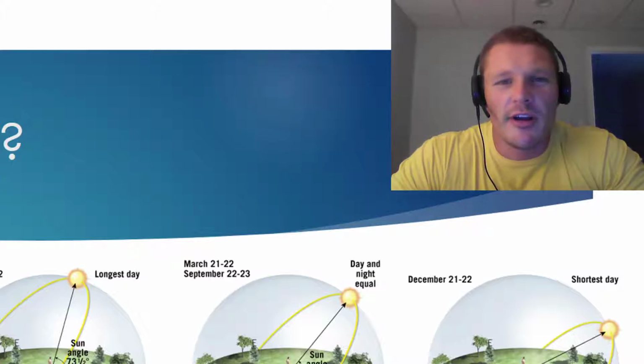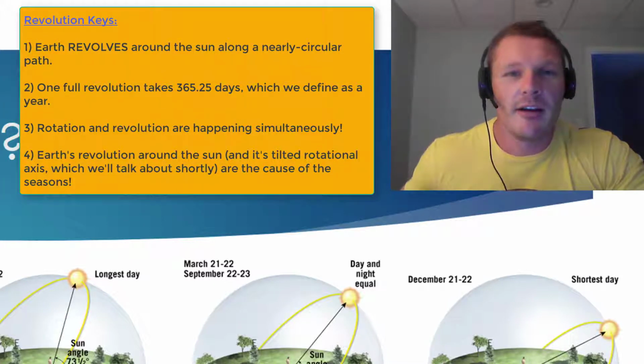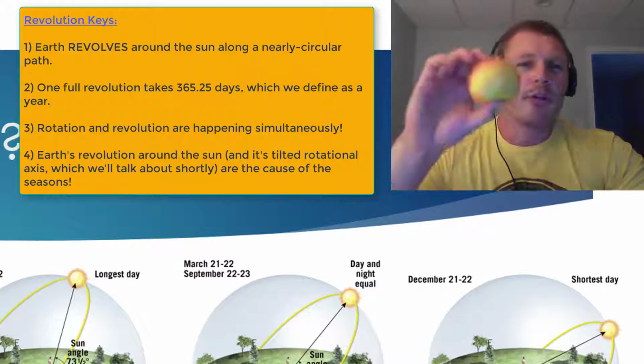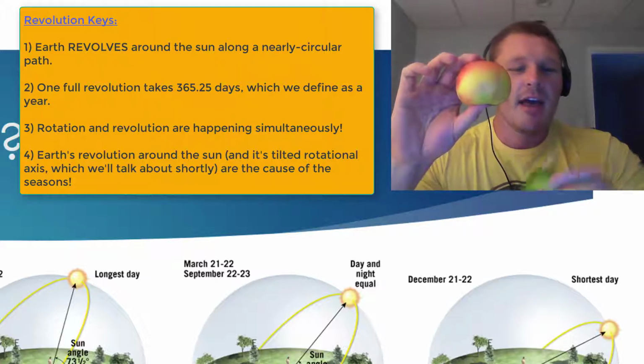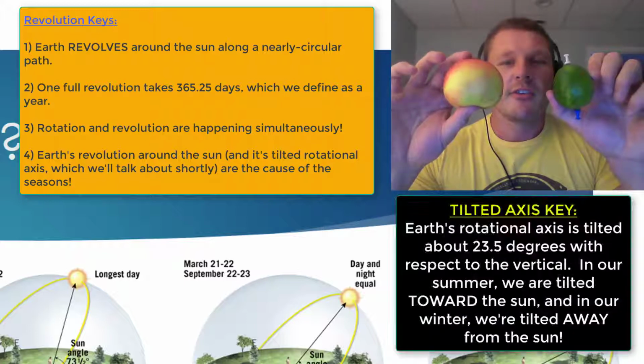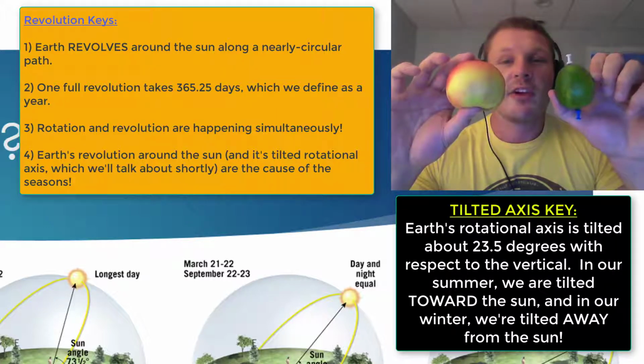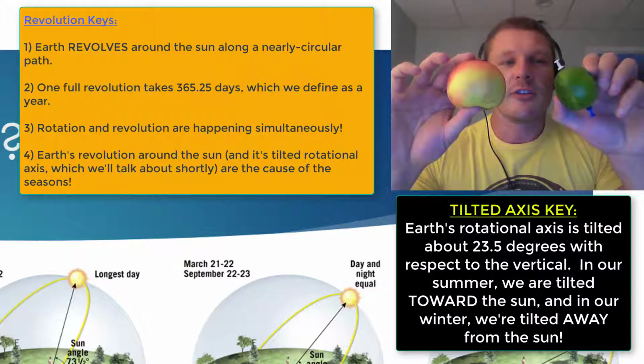Now here's where it gets kind of tricky, because with revolution, we're talking about the Earth going around the sun. So now I'm going to bring into play an apple. The apple is going to represent the sun, and I still have my line, which represents Earth. Now I'm going to talk about this in just a second, but Earth's North Pole does not point straight upward as it revolves around the sun. In fact, in our summer months, the North Pole will be tilted about 23.5 degrees towards the sun.